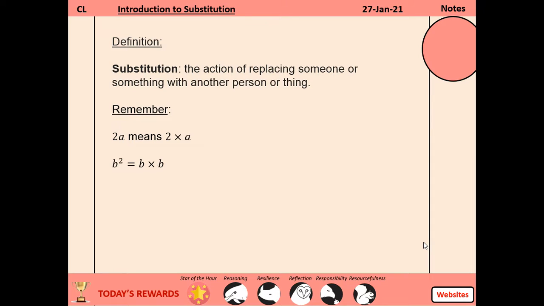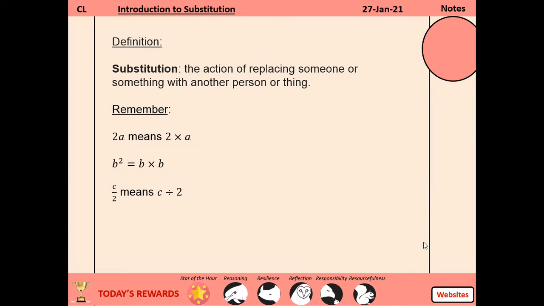Another component that you need to know is b squared means b times b, basically, okay? Remember we said 2 squared means you're multiplying 2 by itself, so you're going to do 2 times 2 for 2 squared. So b squared means b times b.